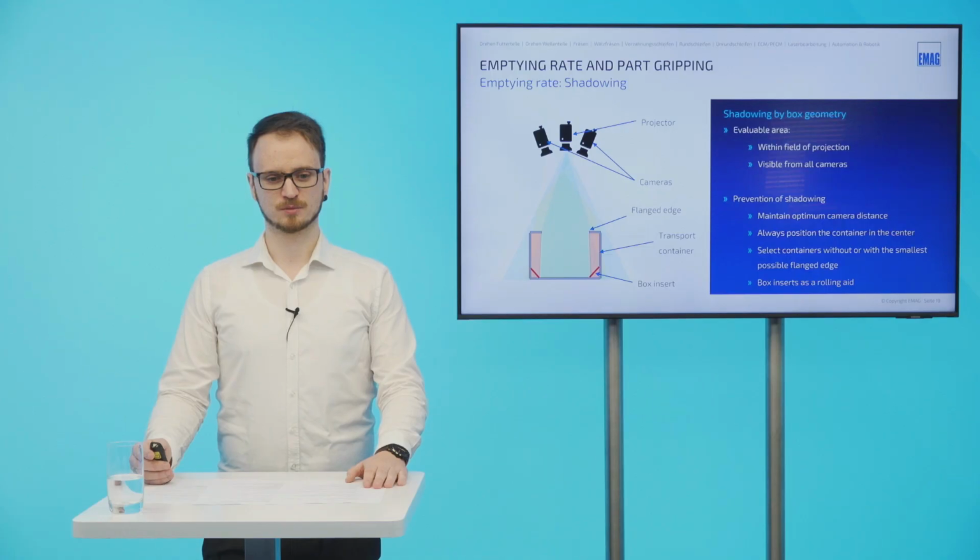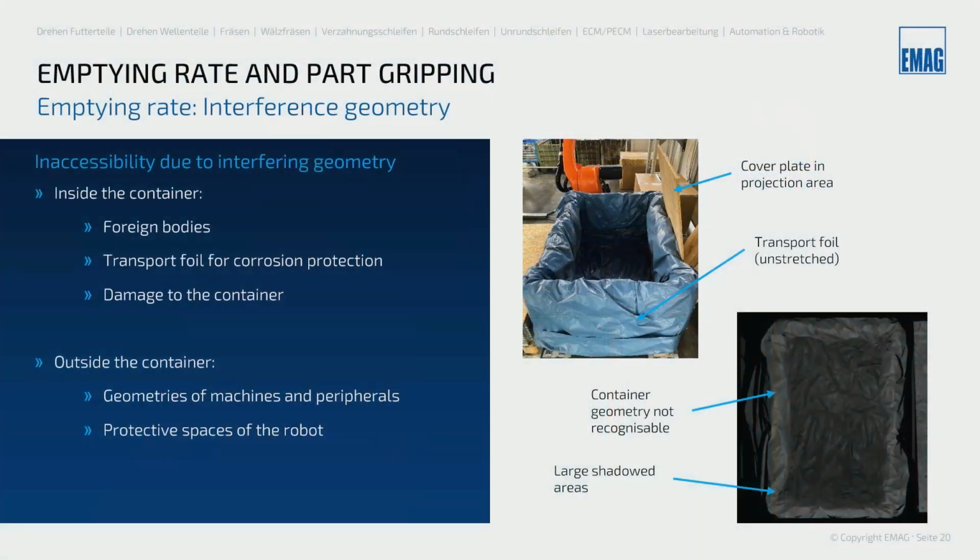So let's get back to talking about the emptying rate. The next topic on emptying rate after shadowing is interfering geometry. And by interfering geometry, I can get areas where we can't access parts. This interfering geometry can come from inside the container by foreign bodies, like the cuttings of too long parts of the transport foil, or damage to the container.